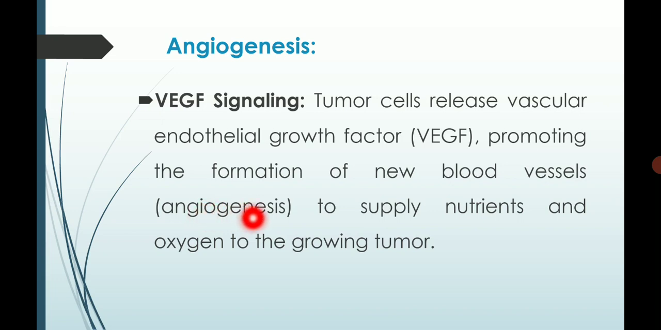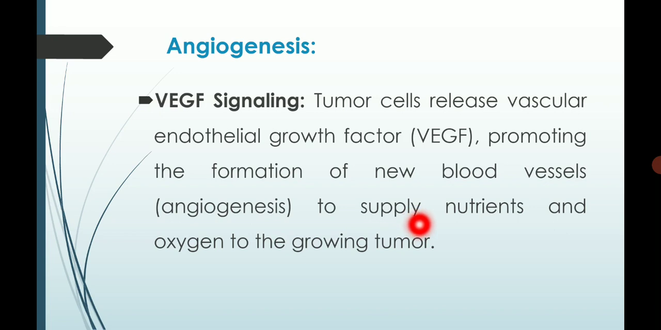Just highlight this term, just keep it in mind. The term angiogenesis means formation of new blood vessels. So this will be promoted by a certain growth factor that is released by the tumor cells. What is the growth factor? Vascular endothelial growth factor, shortly abbreviated as VEGF. So the formation of new blood vessels supplies nutrients and oxygen to the growing tumor cells. A mass of tumor cells will grow additionally in our body.